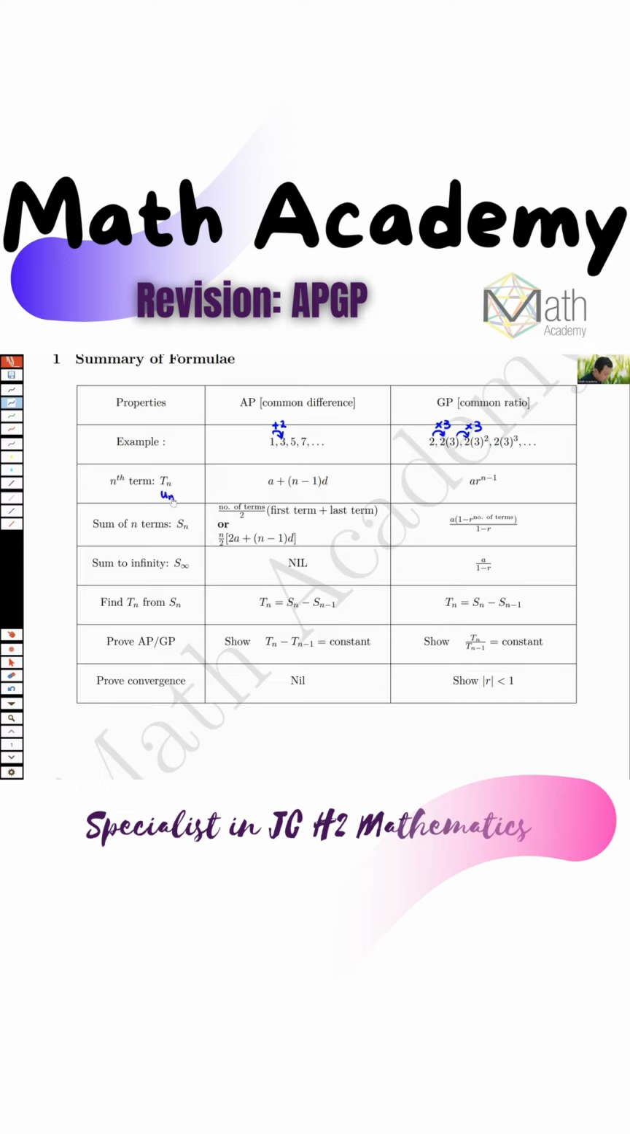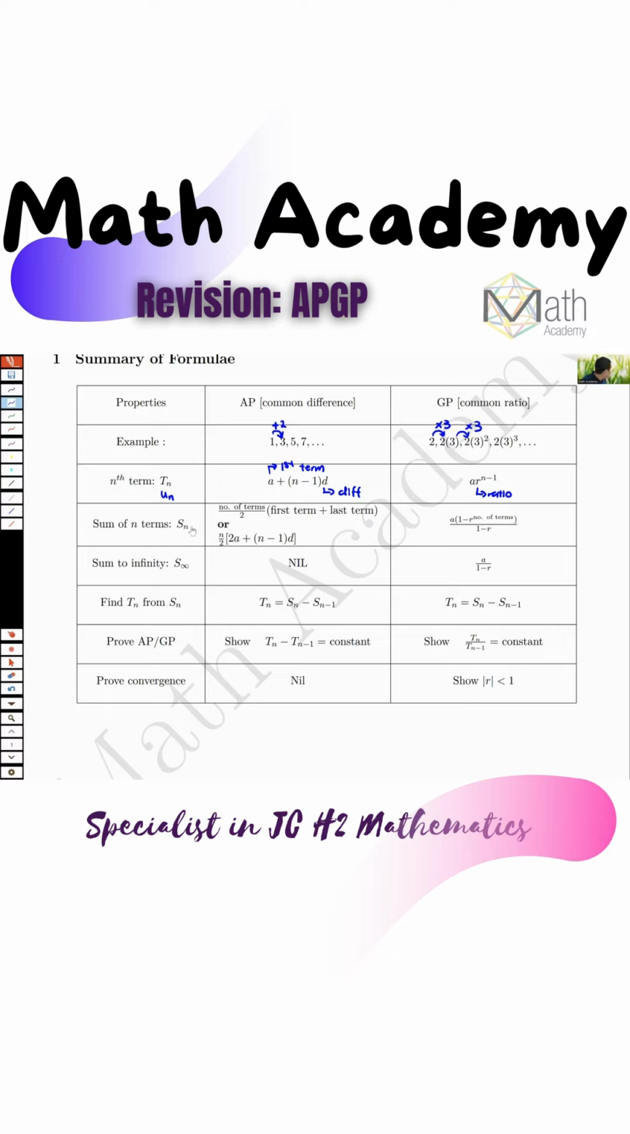So for your AP, it's A plus n minus 1 D. A always represents the first term. Your D represents your difference. Okay, but it will be n minus 1. If it's nth term, it will always be n minus 1 in the coefficient. Versus for a GP, R stands for your ratio. This time, it's the power that is minus 1. Okay, power minus 1 from the nth term.